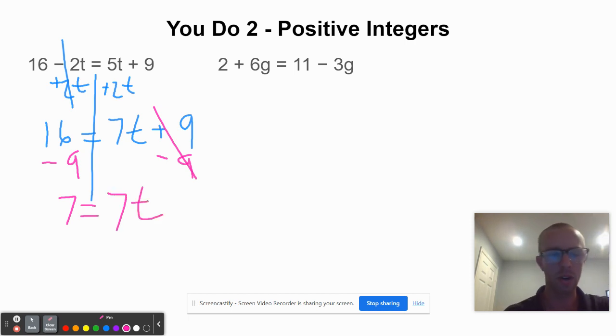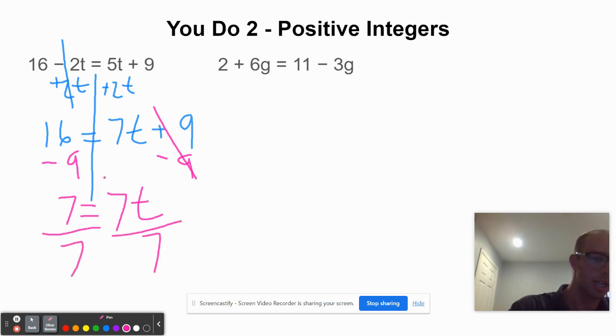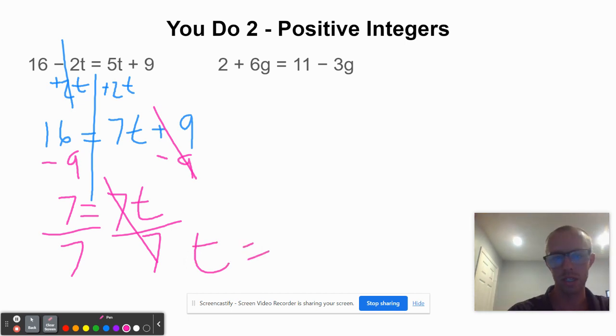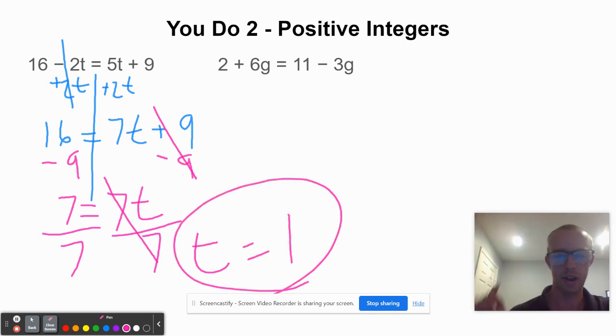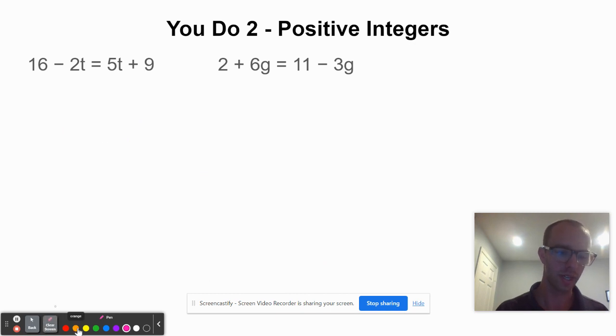And how do I get rid of a coefficient? Coefficients mean multiplication. I'm saying that a lot. These cancel out. t is equal to, what's 7 divided by 7? 1. If I have 7 candies, and I divide them among 7 kids, each kid gets 1 full candy. All right. Hopefully you got that correct.